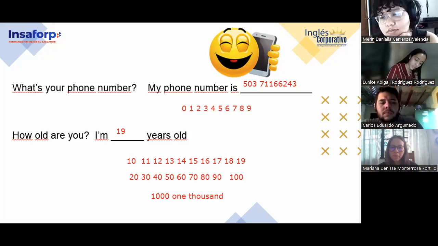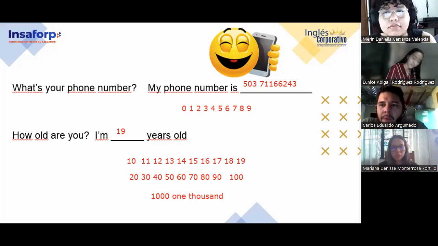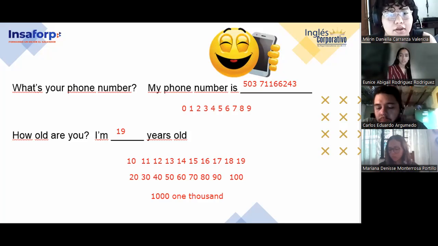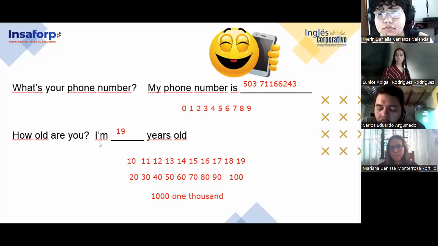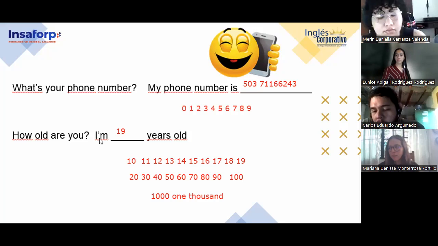So we can ask for a phone number and we say the numbers one by one, right? When we ask for the age of someone, then this person is going to say, I am, not I have, okay? No vamos a decir como en español decimos yo tengo, ¿verdad? Vamos a usar el to be para decir nuestra edad. I am, ¿ok? Pero cuando hablamos, tratemos de usar la mayor número de contracciones que podamos. Contractions es shorts, ¿verdad? Entonces, no vamos a decir I am. Vamos a decir I'm, ¿all right? Para que se oiga más fluido, ¿verdad? I'm 19 years old.